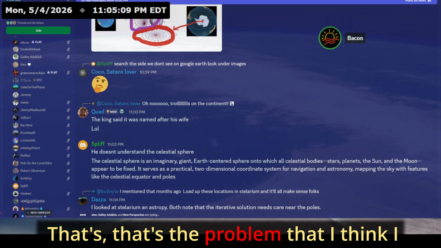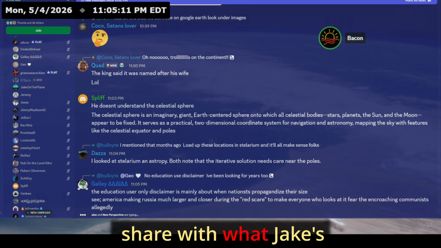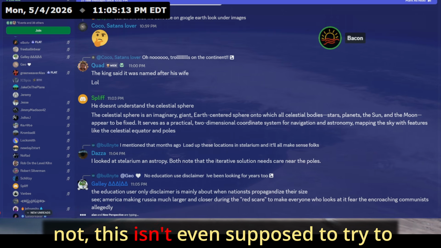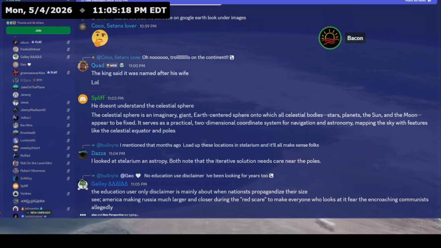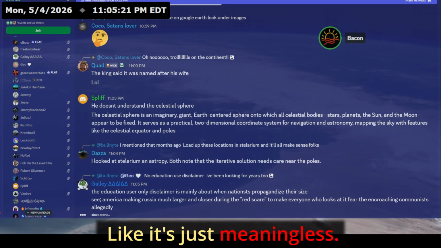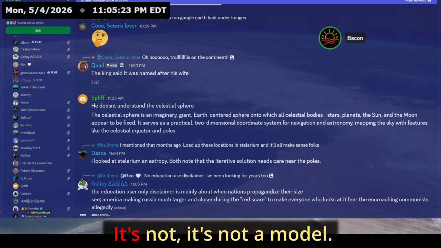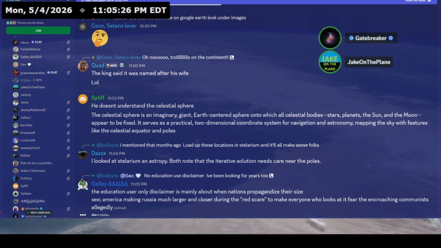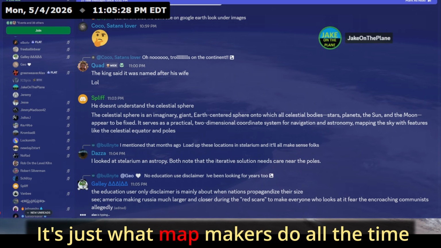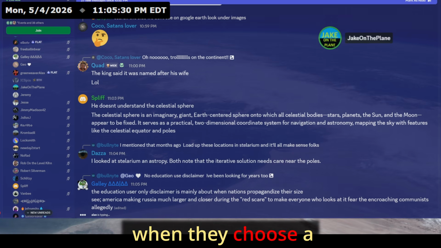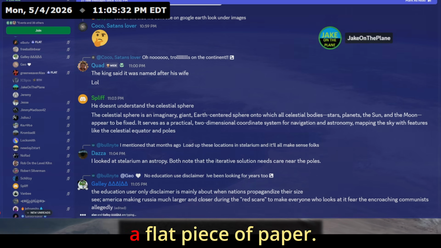That's the problem that I think I share with what Jake's saying, is that this isn't even supposed to try to be a viable model of flat Earth. So it doesn't lead us anywhere. It's just meaningless. It's just a display. It's not a model. No, it's just what mapmakers do all the time when they choose a particular projection to publish their maps on a flat piece of paper.